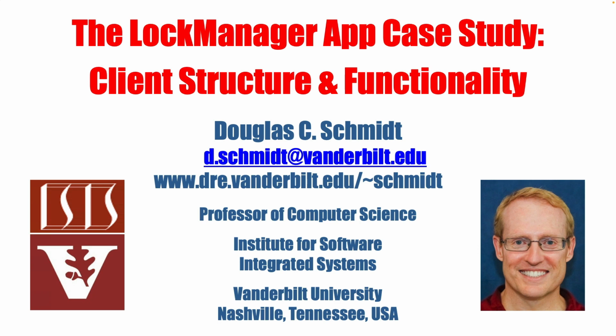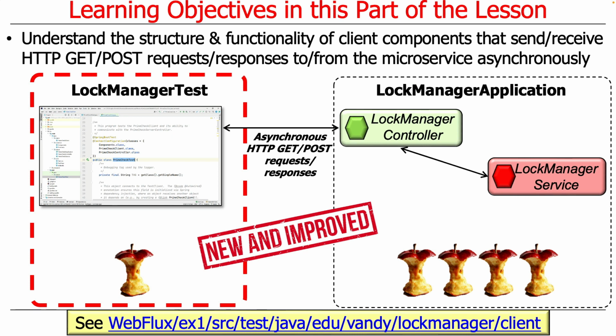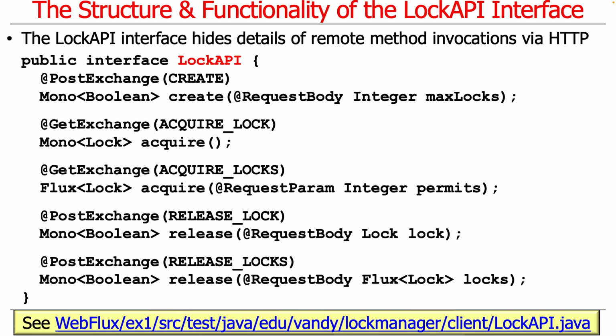Let's now talk about the client structure and functionality, now that we've walked through the server side of things. And this, of course, is going to focus on the side that's making the requests asynchronously. And you'll see, relative to what we had talked about last time when we talked about how to program this using Spring Web MVC, we're going to have a very new and improved version that's going to use the features available from Spring 6 and beyond that deal with the HTTP interface client.